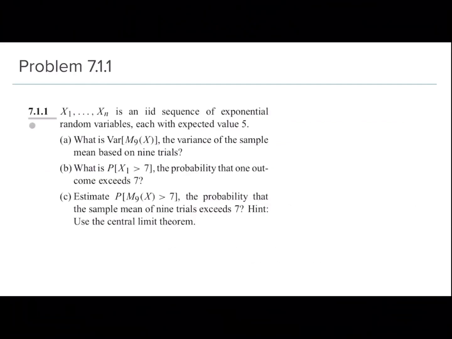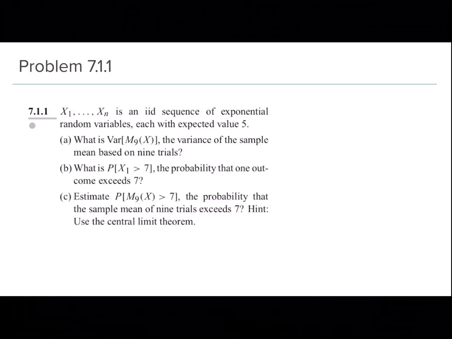So let's move forward with the next problem, which is Problem 7.1.1. It says X1, X2 till Xn is an IID sequence of exponential random variables, each with expected value 5. The first part asks: what is Var[M9(X)], the variance of the sample mean based on 9 trials? The second part asks: what is P[X1 greater than 7], the probability that one outcome exceeds 7? And the third part says estimate P[M9(X) greater than 7], the probability that the sample mean of 9 trials exceeds 7.